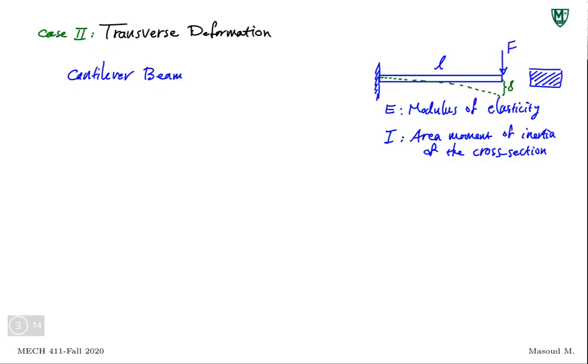Now in this case, I'll give you the equation. Delta, or deformation, was F L cubed over 3 E I. E being the modulus of elasticity, depending on what that beam is made of, I is the area moment of inertia of the cross section, L is the length of the beam, F is the force. Remember, this delta is the amount of deformation at the tip of the beam. If I wanted to know the deformation at any given point, this should have been written as a function of x.